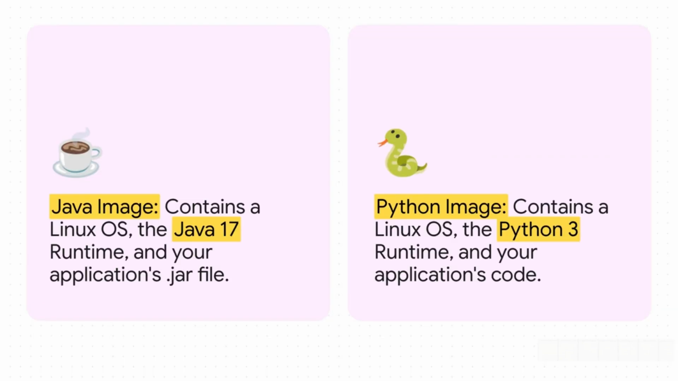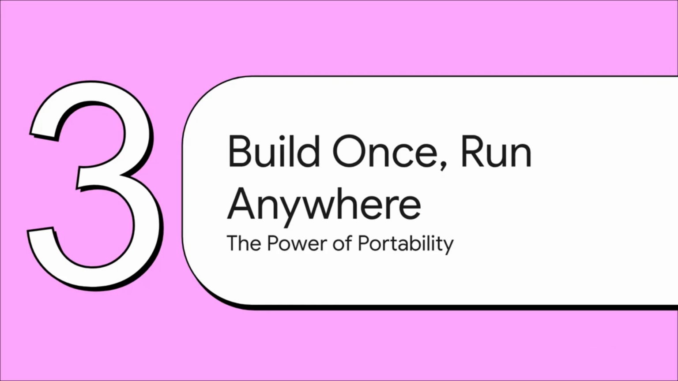And this layering system is what makes the standardization so powerful. So look here, whether you're building a Java app or a Python app, the structure of the box is exactly the same. They both start with a Linux OS. One gets Java and your .jar file on top. The other gets Python and your Python code. The stuff inside is different, but the package itself is identical. This simple idea of a standard package unlocks Docker's absolute superpower. It's a phrase you're going to hear all the time: build once, run anywhere.